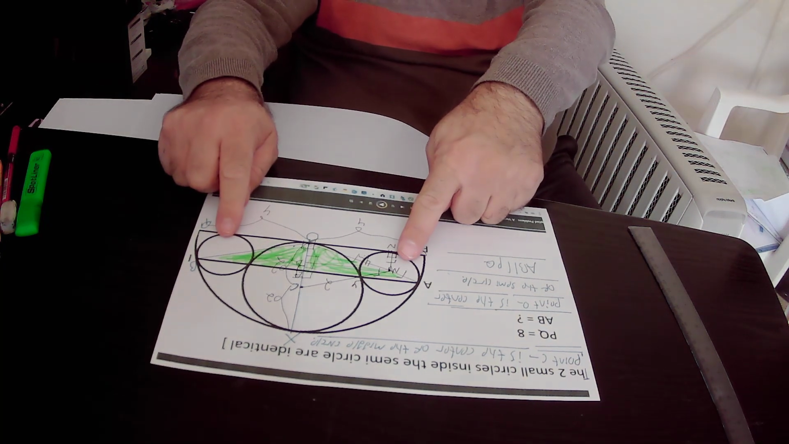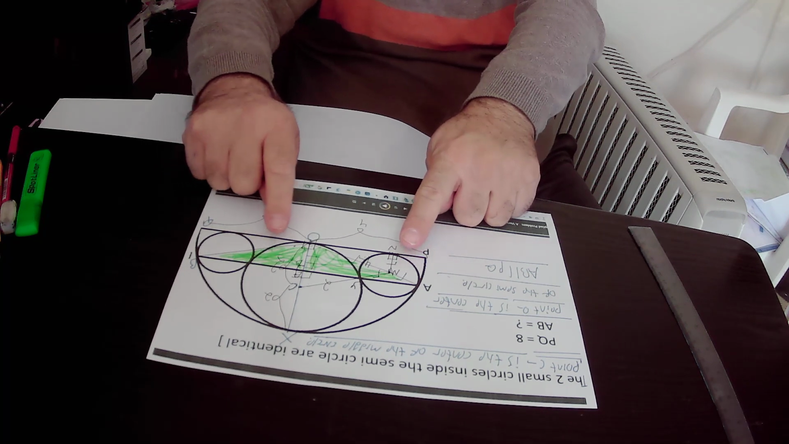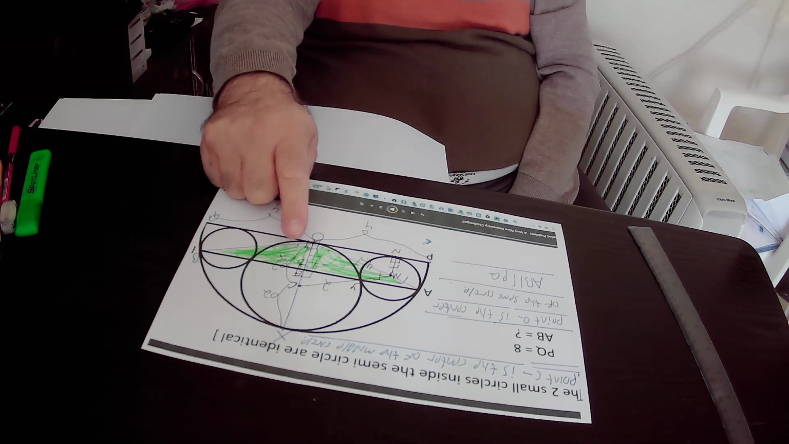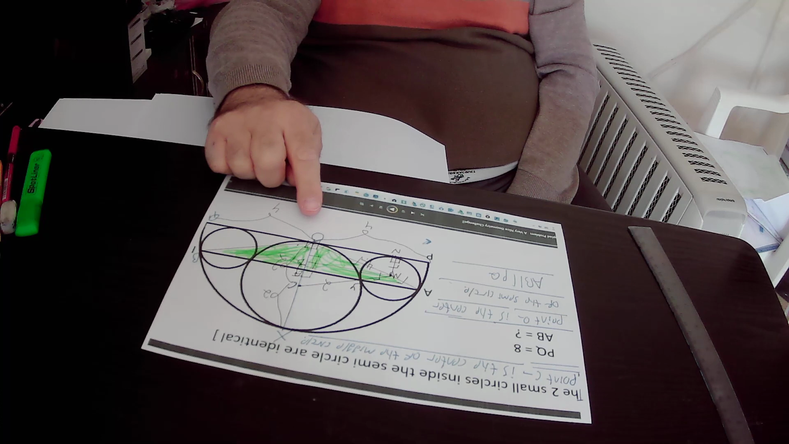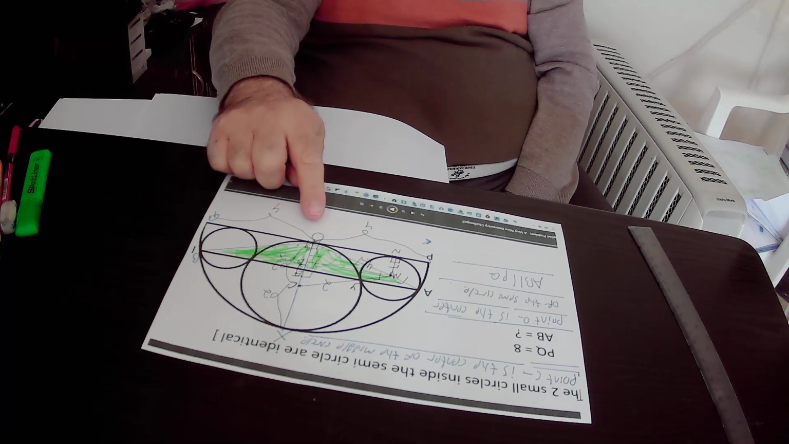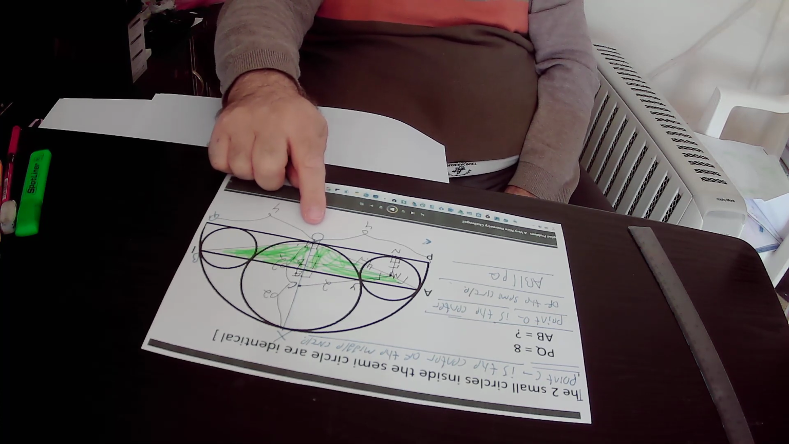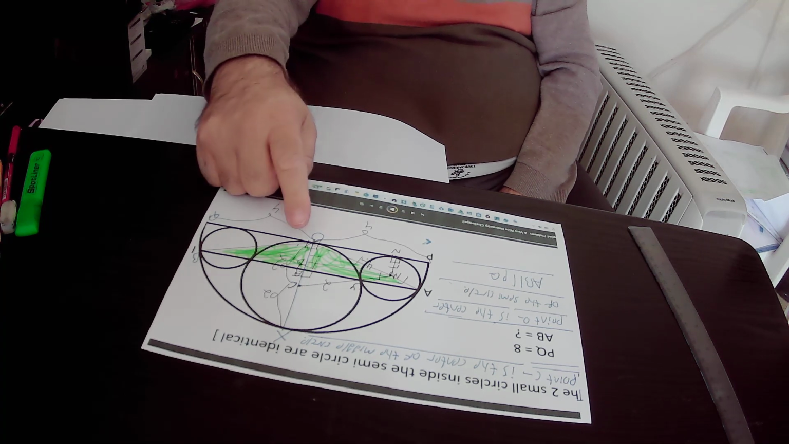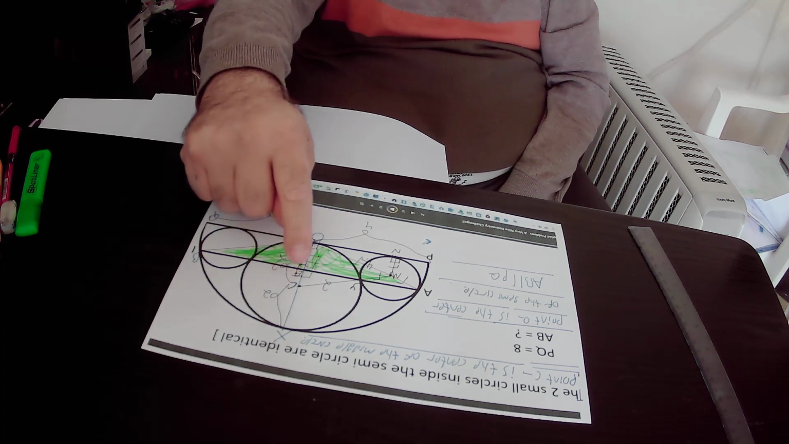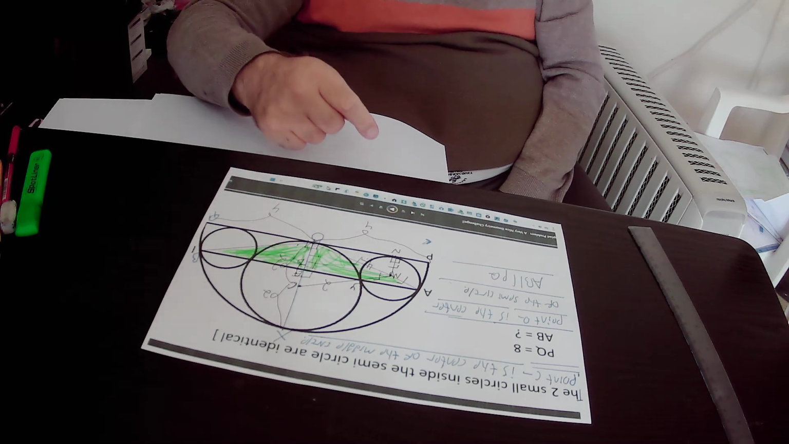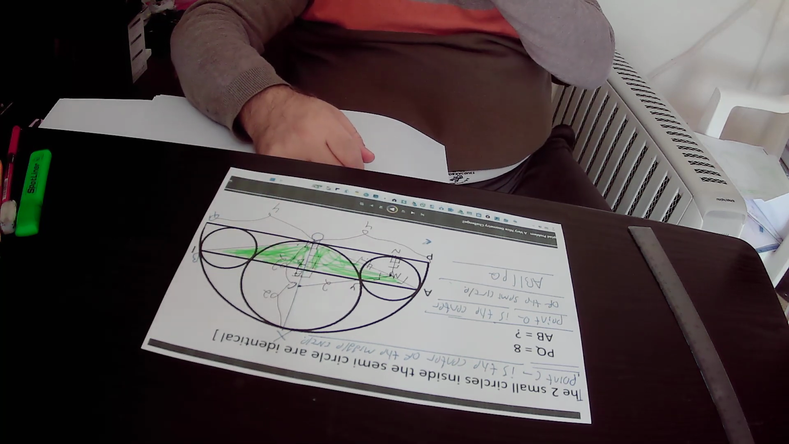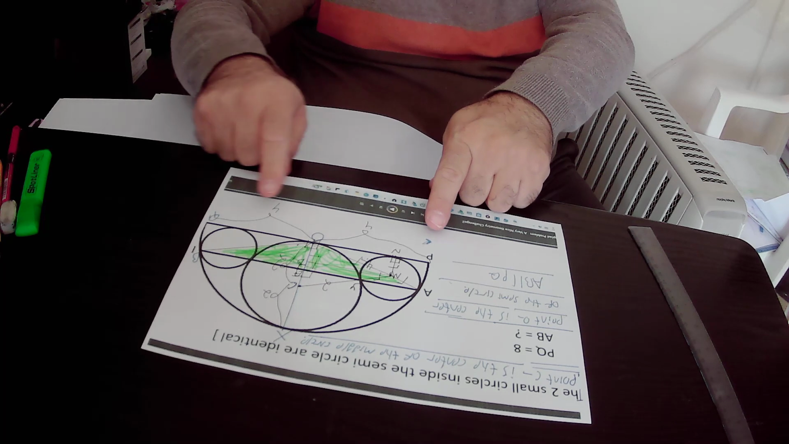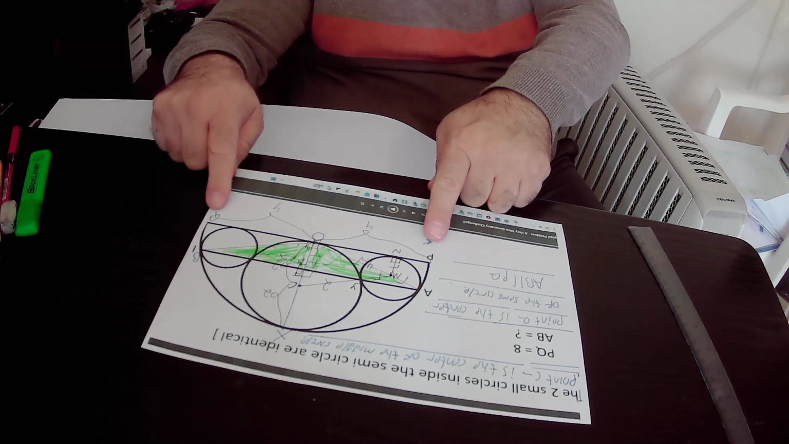Those 2 circles are identical, and the middle circle is tangent to the center of the semicircle at point O. So point O is the center of the semicircle, and point C is the center of the middle circle. And we also know that PQ equals 8 units.